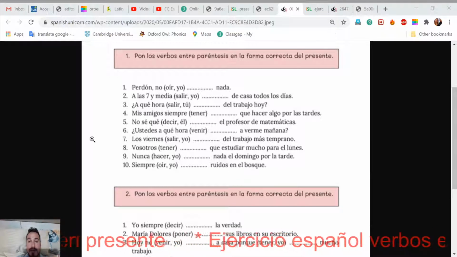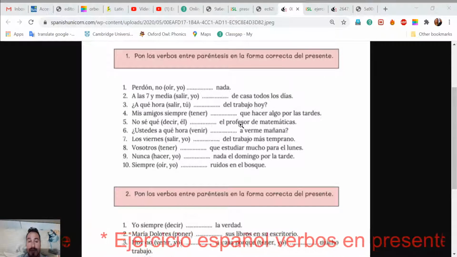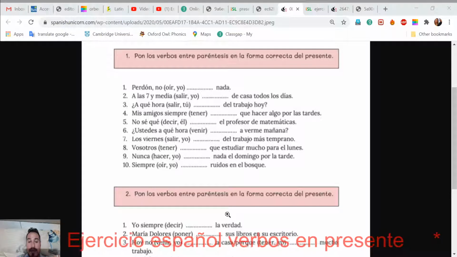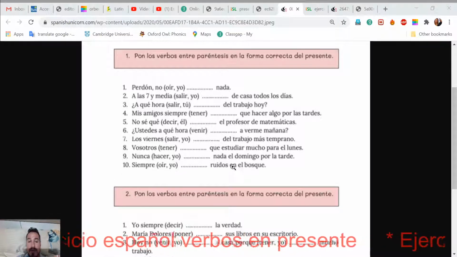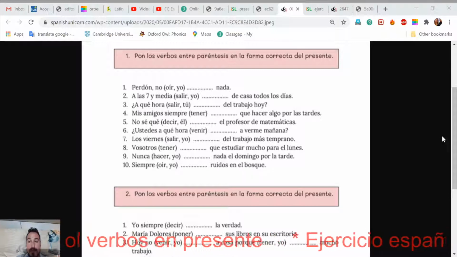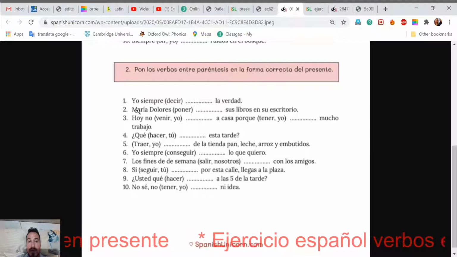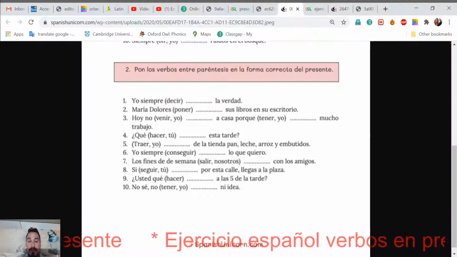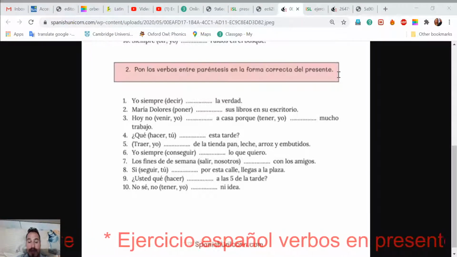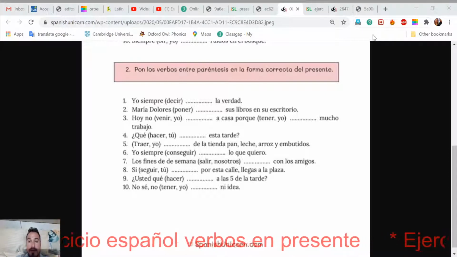So yeah, this is another irregular one with a G. This is only for yo, like I do or I make. Siempre oigo ruidos en el bosque. So I always hear noises in the woods. Okay, next one. Yo siempre digo la verdad. I always tell the truth.